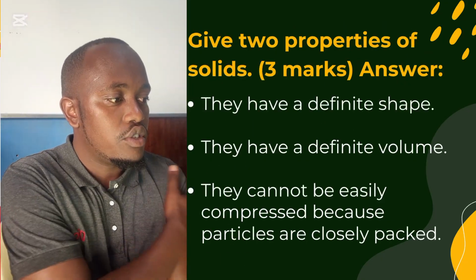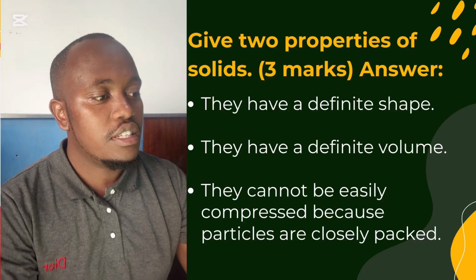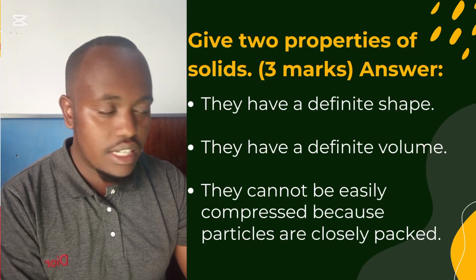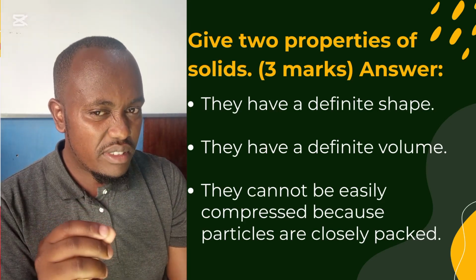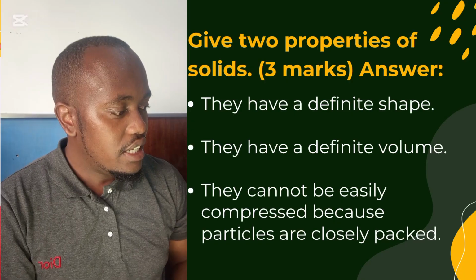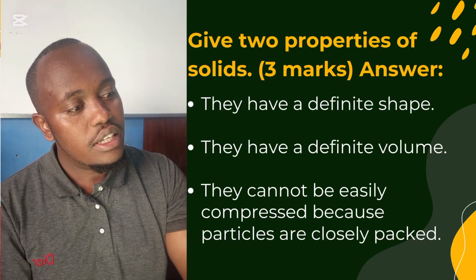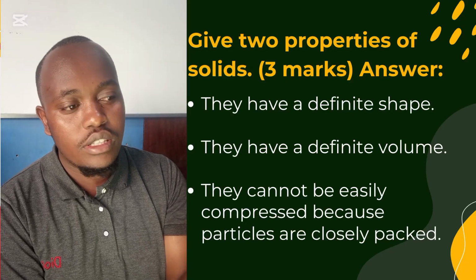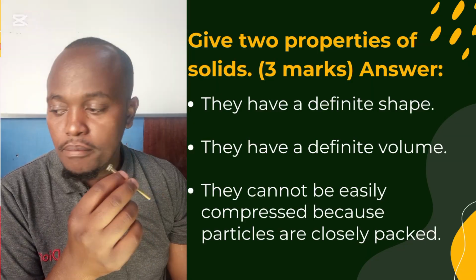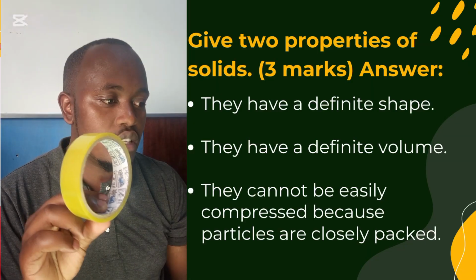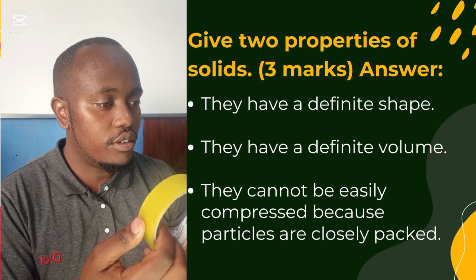Give two properties of solids. You need to understand the differences between solids and gases and liquids. Solids, we know they have a definite shape, that they do not take the shape of the container. Even if I put it in a container, it will always remain of this shape. And the same with this one. This one will never change its shape by putting it in a different container.